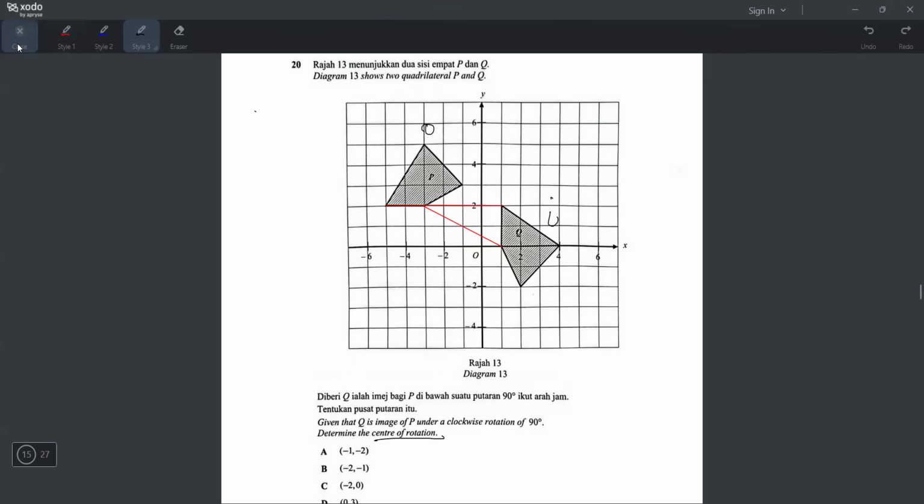All right. For the horizontal line, how to draw the perpendicular bisector? Just go to the midpoint and then draw a 90-degree line. So where's the midpoint?